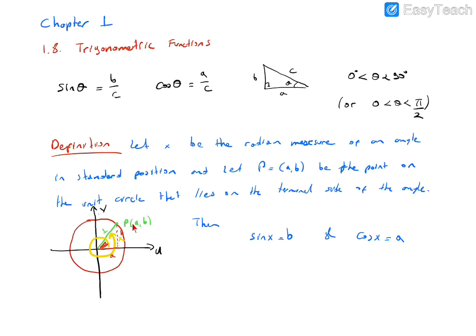Secondly, the definition applies to angles with positive, negative, or zero radian measure. Okay, here we have some positive angle, but you can apply a negative angle. There is no problem. Let's denote this color, okay. So this angle is the minus x angle. So this is minus x. So you can use this definition for all angles. That means the domain of the sine function and the cosine function is the set of all real numbers.